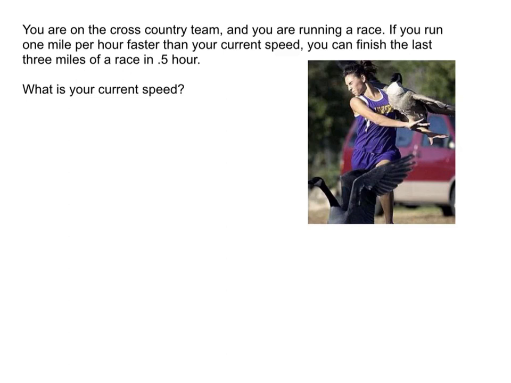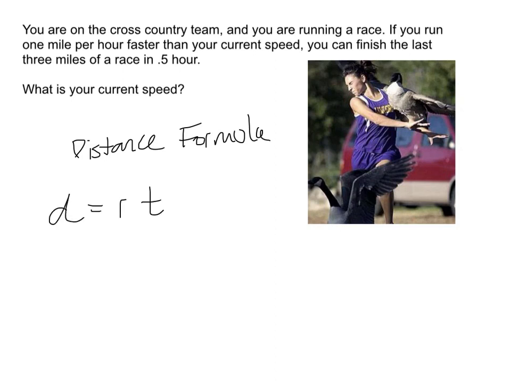Well, I'm going to give us a little bit of help in that we're going to use a specific formula. We're going to use the distance formula. And distance formula is this. D equals RT. Now what does that mean? Well, D is distance, R is rate, T is time, and RT of course means R times T. Okay, distance equals rate times time.